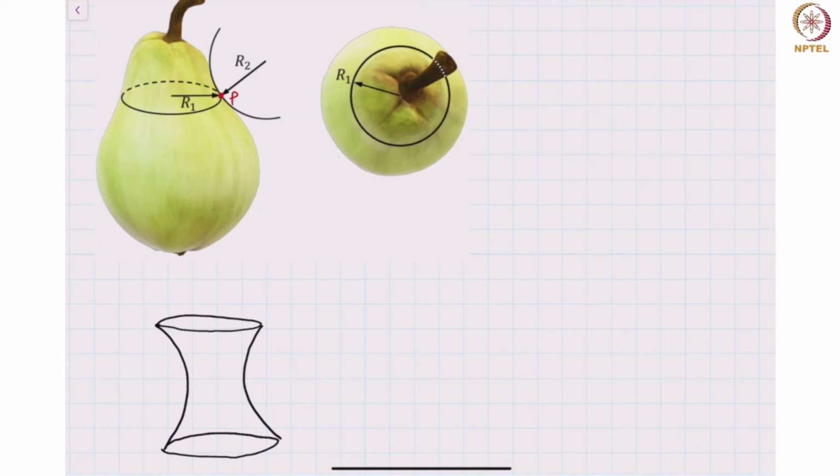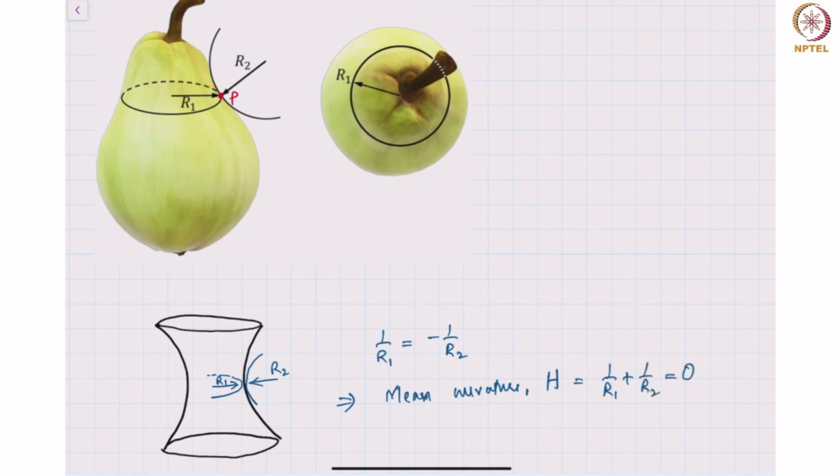Again, just like the example of the pear, we have two radii of curvature. You can have one curvature like this, this is R1, and you have another curvature which is R2. In this particular case, 1 by R1 is exactly equal to minus 1 by R2. Conventionally, the mean curvature is represented with the symbol H. The mean curvature will be 1 by R1 plus 1 by R2. In this case, it is 0.